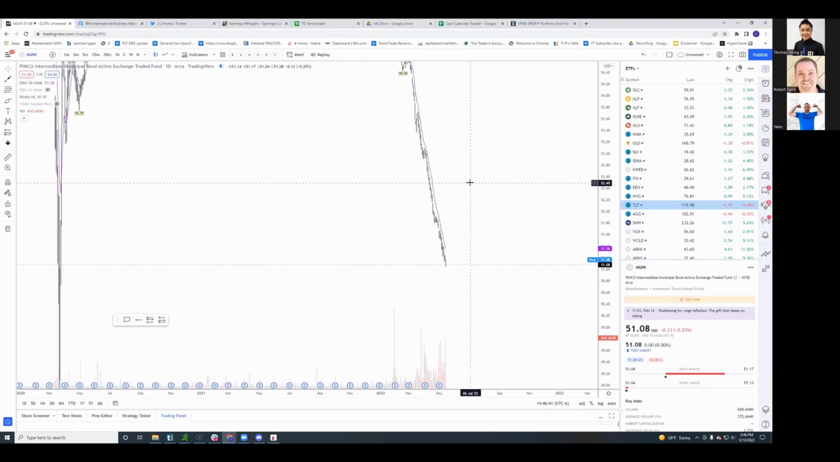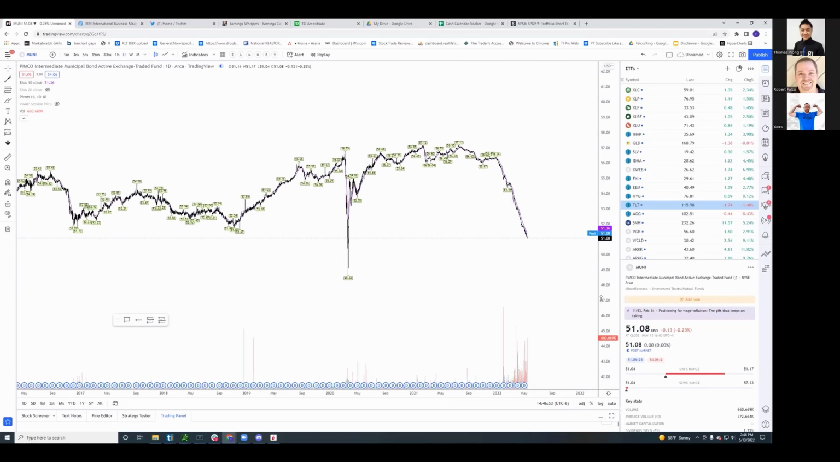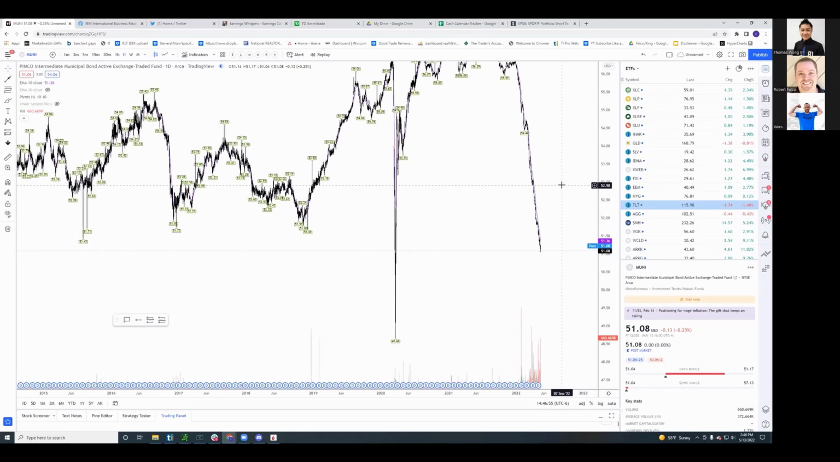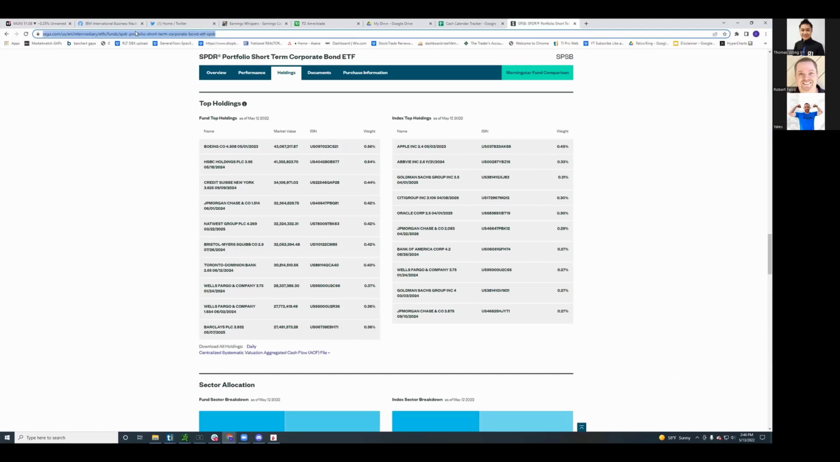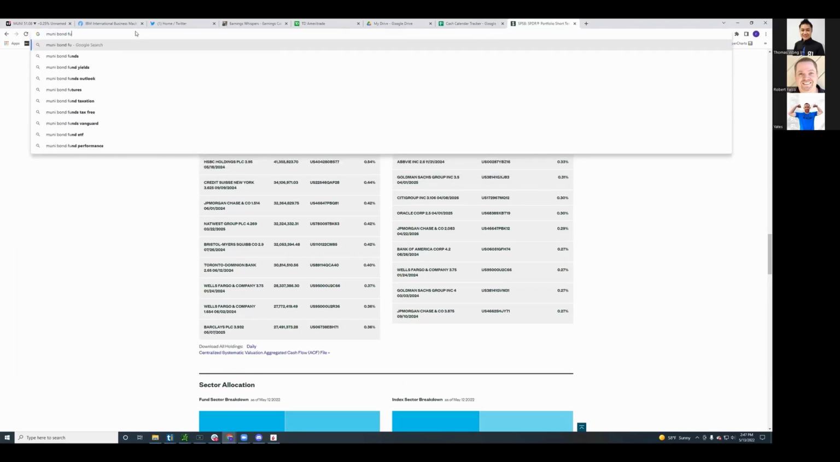Yeah, if it's in the state that you're in. If you live in California and you buy California municipal bonds, but I live in Idaho, I'm going to have to pay Idaho income tax. But if you live in California and you buy these, yeah, this definitely looks like it is getting hammered. Let's go take a look at Muni. What do they got in here?